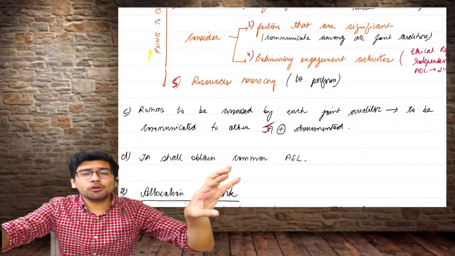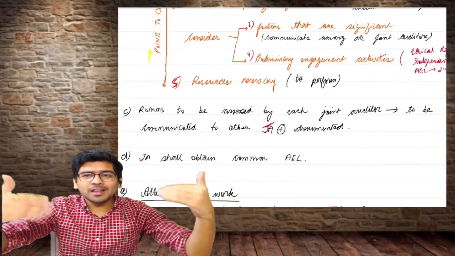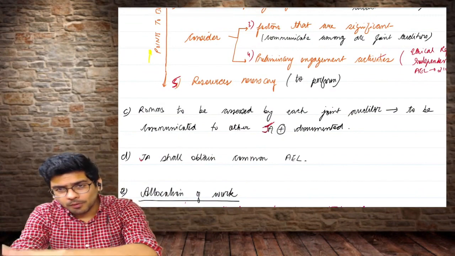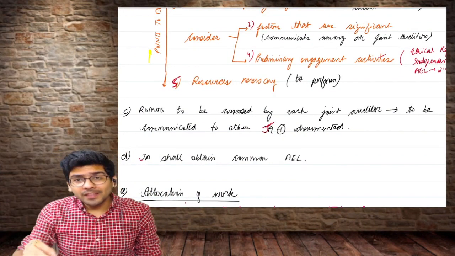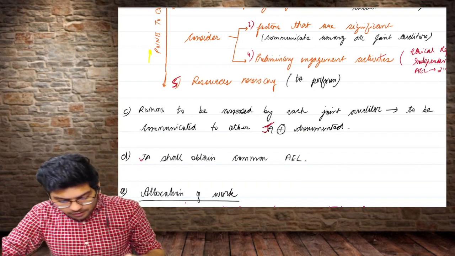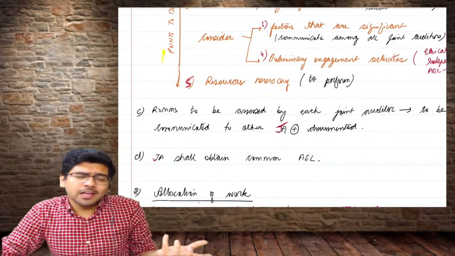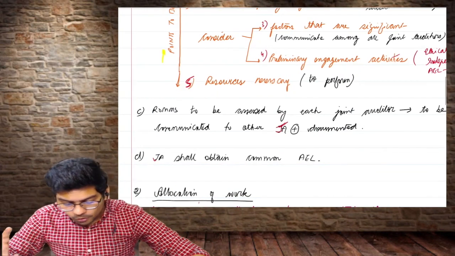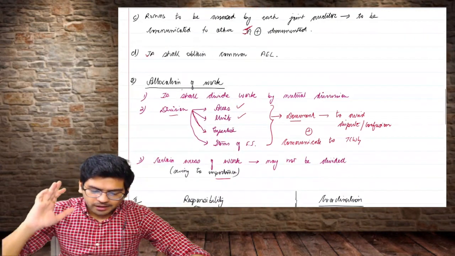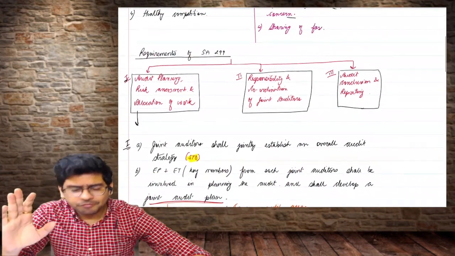Now let's say we have 4 auditors, we have divided the work, so they are going to assess their individual ROMMs, and they are going to communicate the same to all the remaining auditors as well. All right, and they need to document the same. And the last point is, joint auditors can obtain a common audit engagement letter also, no problem about it. Now allocation of work, we have already discussed this. All right, so we are done with the first requirement.